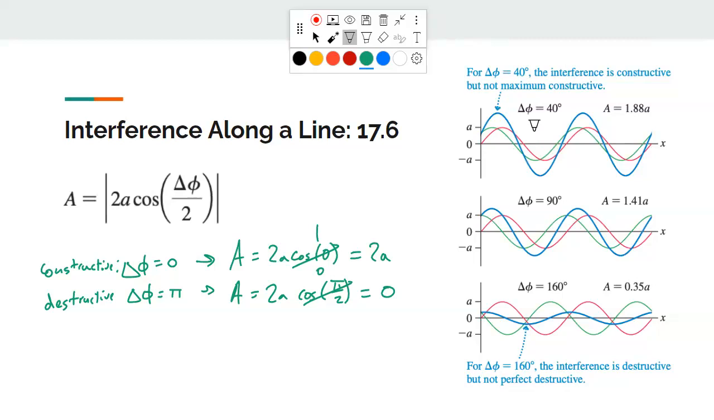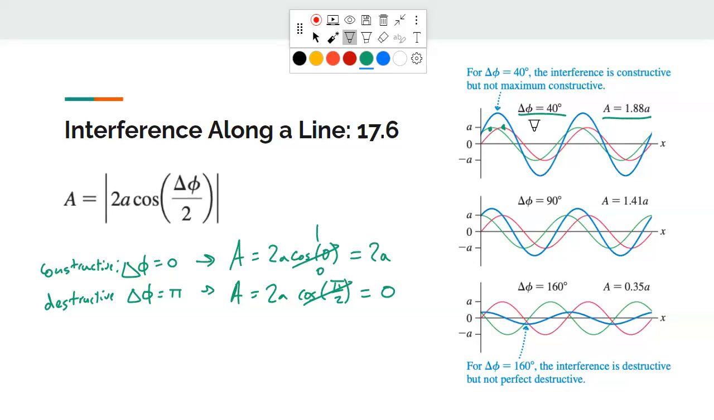And so you can see, for example, in this top picture, that the waves are almost perfectly constructively interfering. So we have a delta phi of 40 degrees, which is close to 0. And so the resulting amplitude we get for this blue curve is almost 2 times little a, right? It's not quite perfectly constructive, but overall the effect is that it's more constructive than destructive, you could say.